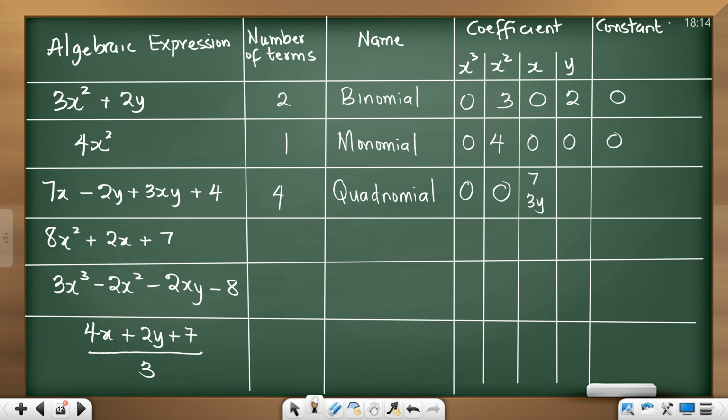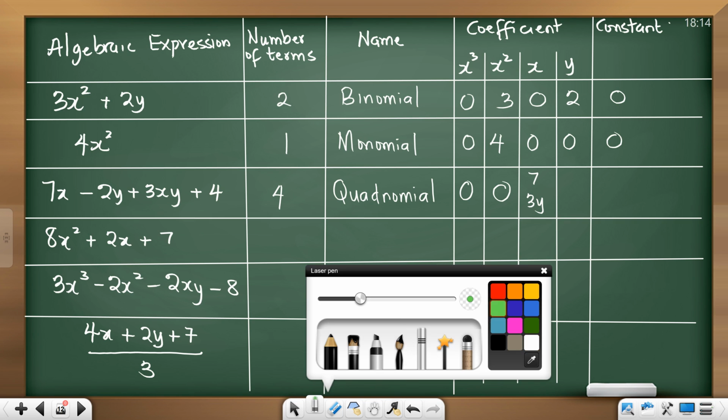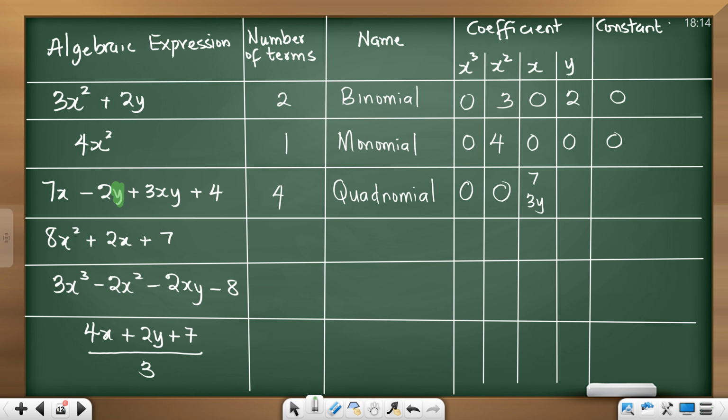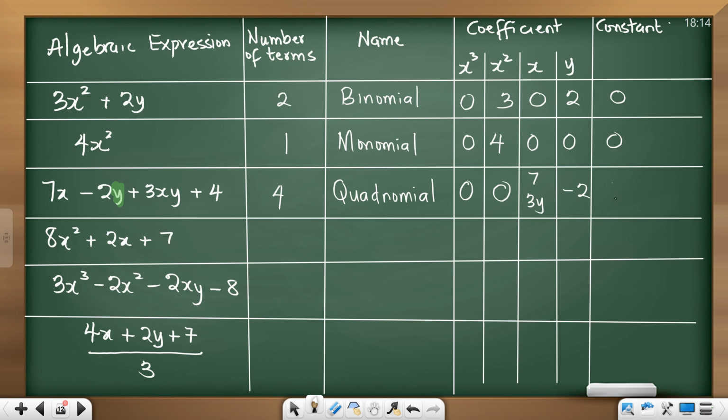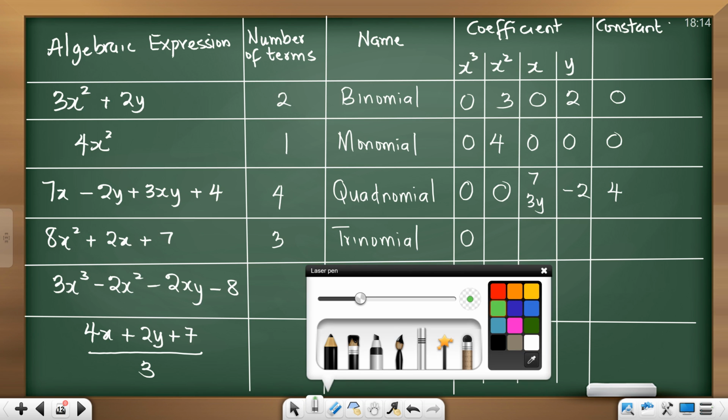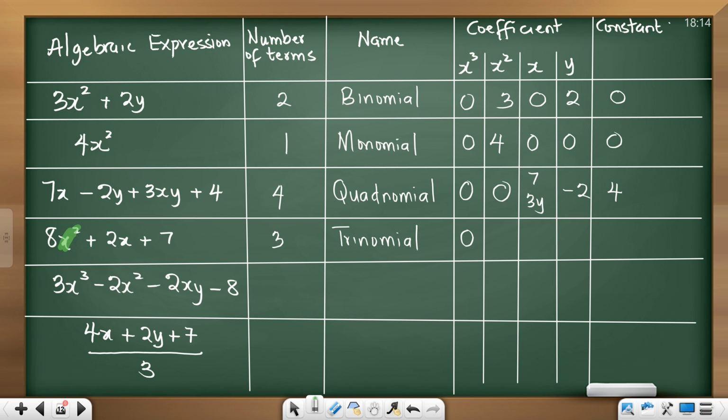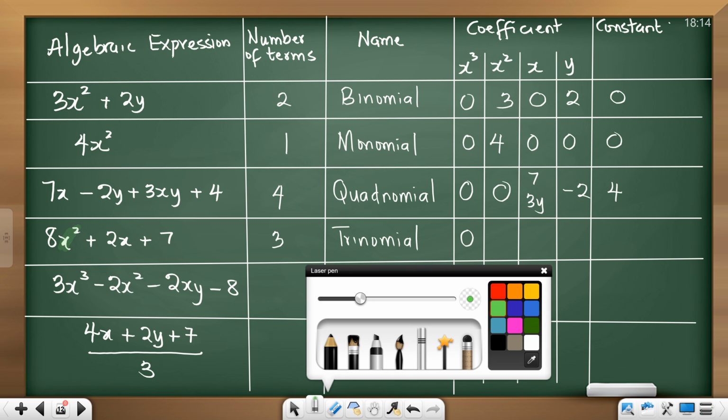What is the coefficient of y? Let's cover y quickly. What do I have? Negative 2. The sign is important. And what's my constant? Positive 4. Here there are 3 terms, and it is called a trinomial. Coefficient of x cubed is 0. What about the coefficient of x squared? Cover the x squared. Whatever is remaining, I'm going to write, which is what? 8.